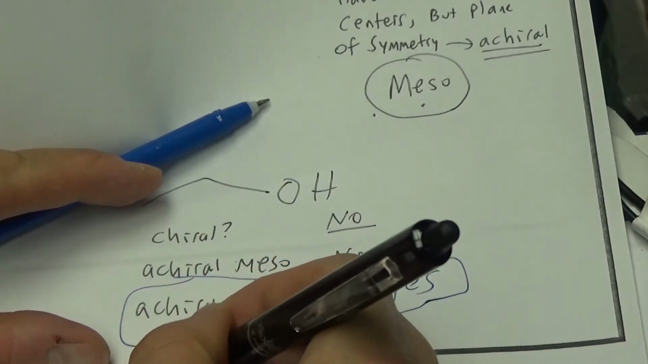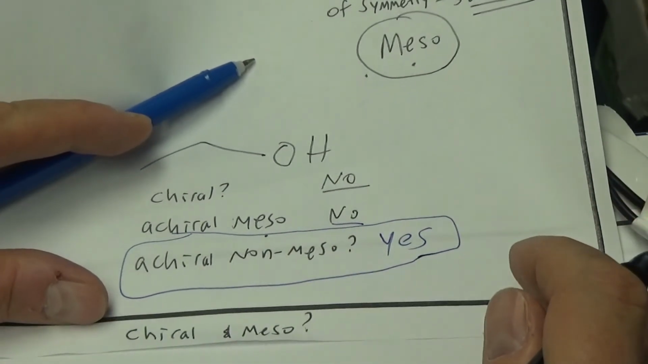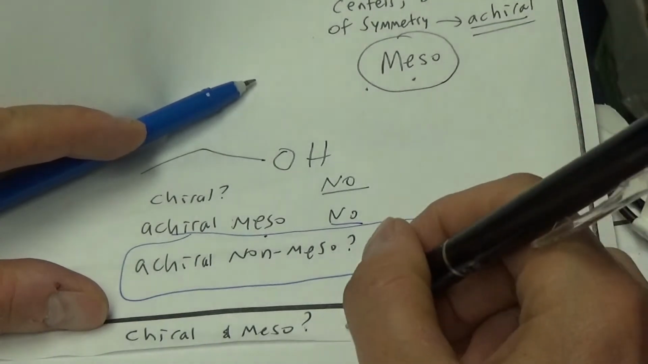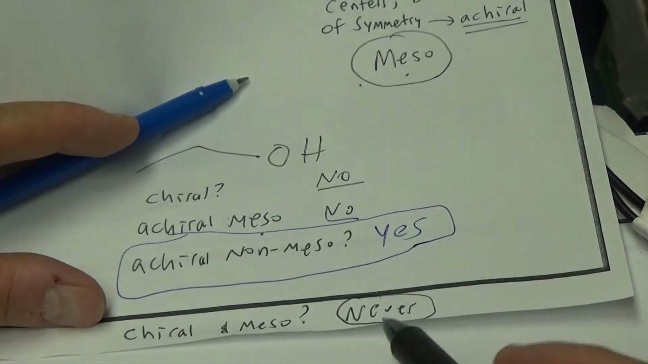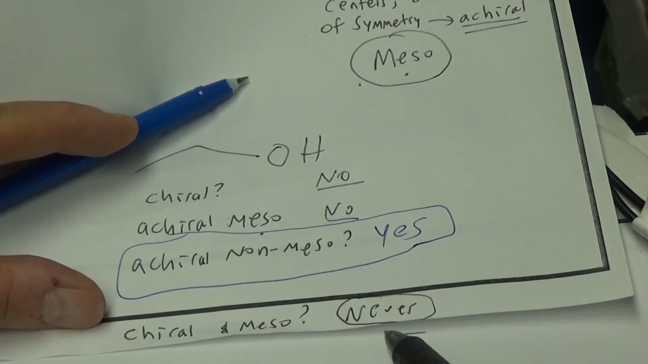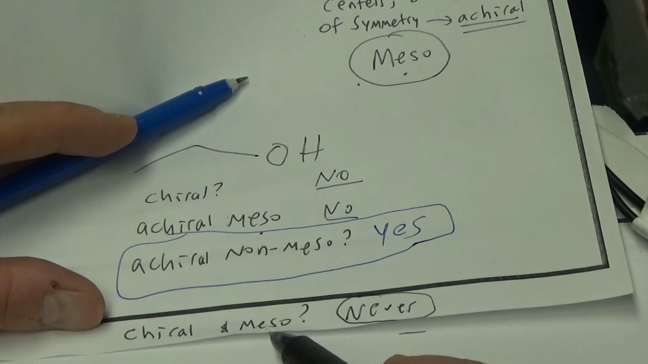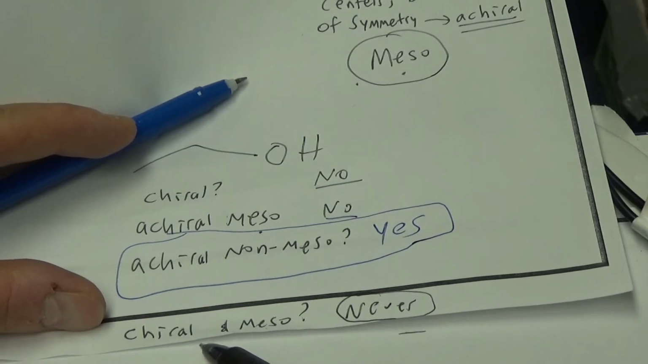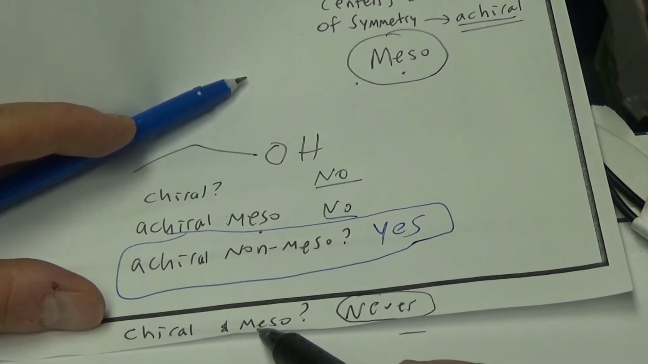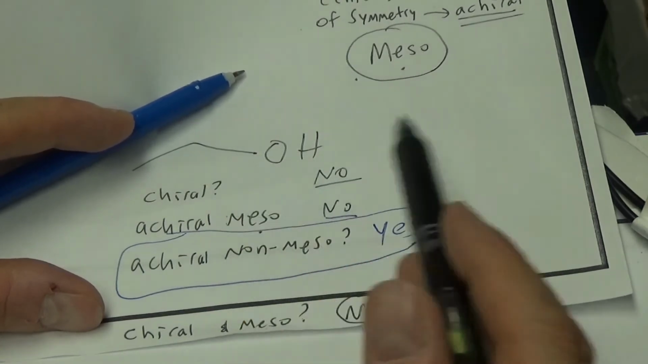Could it ever be chiral and meso? The answer is never. It can never be chiral and meso, because in order to be meso, it has to be achiral. Meso implies achirality. Sometimes on my exams and quizzes, I have this as an option, like, oh, is it chiral and meso? And the answer is it's never. Nothing can ever be chiral and meso. Meso implies achirality. Okay? Alright, so this is a nice example too.